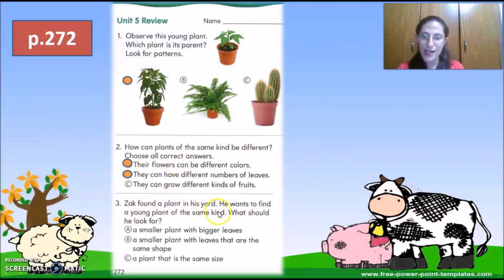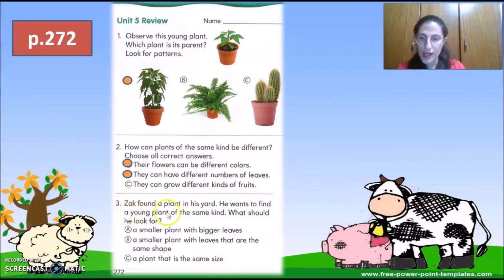Number 3. Zach found a plant in his yard. He wants to find a younger plant of the same kind. What should he look for? A. A smaller plant with bigger leaves. B. A smaller plant with leaves that are the same shape. C. A plant that is the same size. So I'm going to reread it, then I'm going to explain.